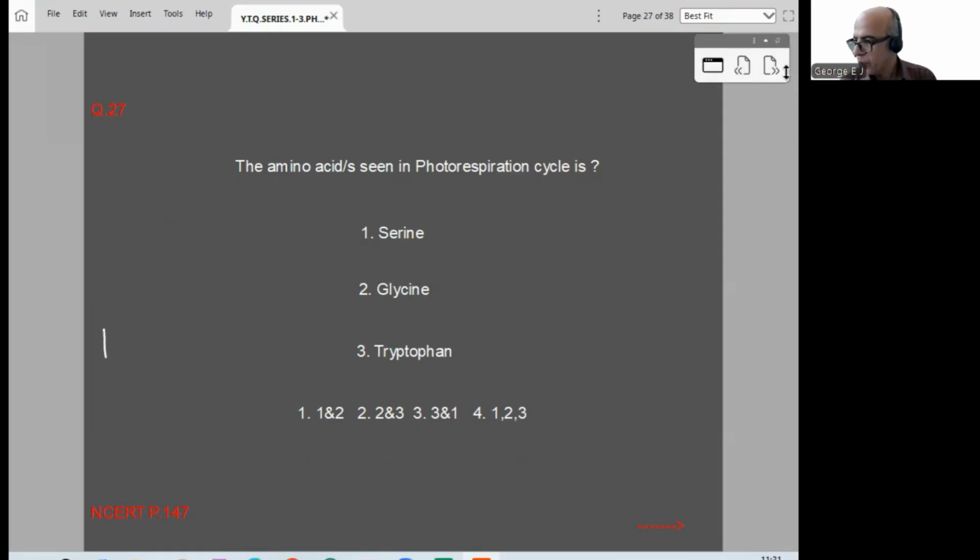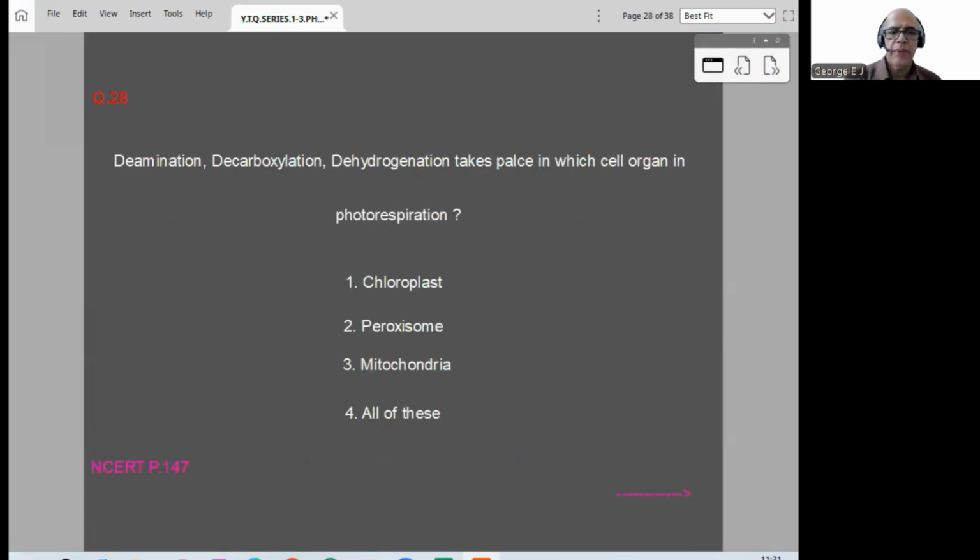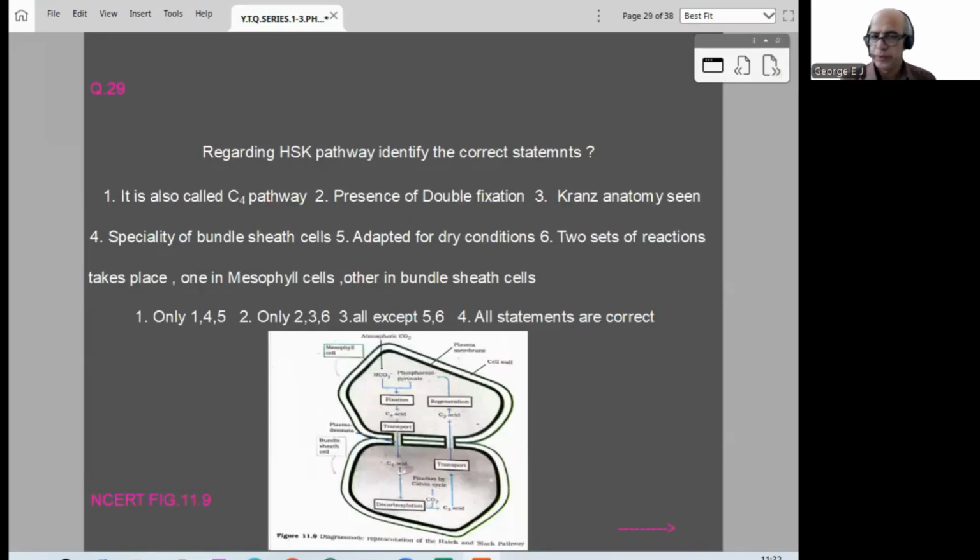Now coming to 28. Deamination, decarboxylation, dehydrogenation take place in which cell organelle? It's a famous question. It is in mitochondria. So option wise, it is 3. 28, 3. Now coming to the next one.